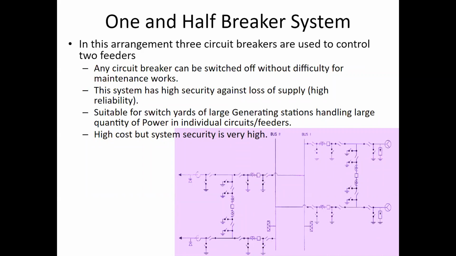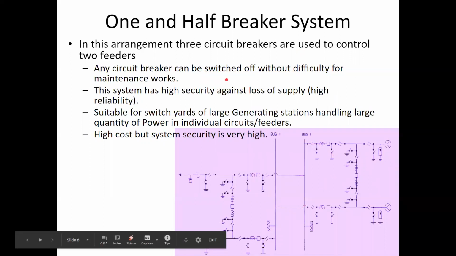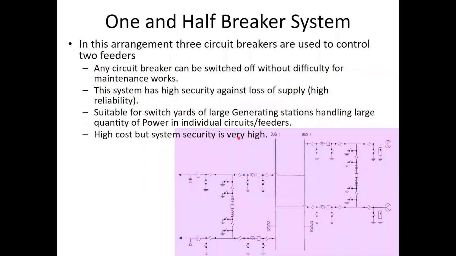In the double bus bar system, you have to use 2 circuit breakers for a line, but here 1 circuit breaker is reduced. Remember, circuit breakers in substations are huge and really costly. So it will save cost. Not only that, it will give higher security against loss of supply. A circuit breaker can be switched off for any maintenance work. It is a high cost system, but security is very high. This is the advantage of the 1.5 breaker system.